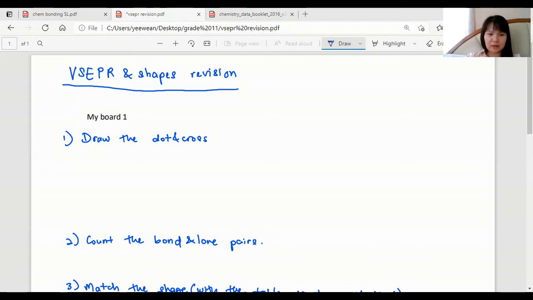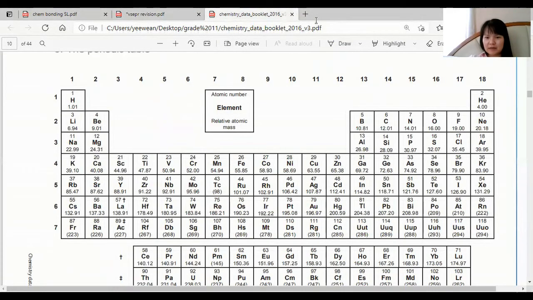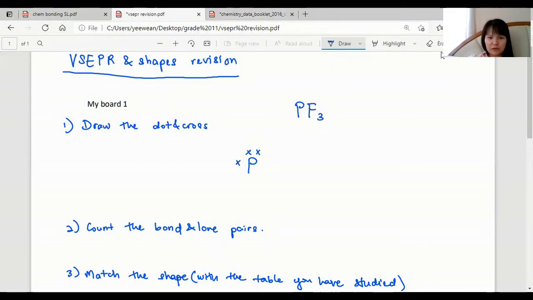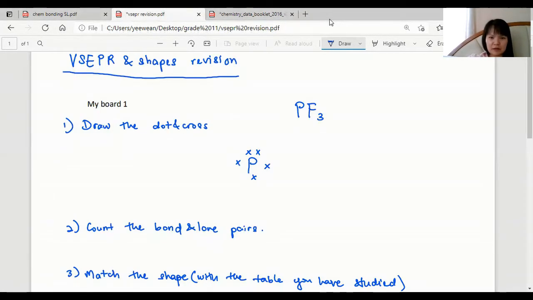Let's look at how to determine shapes of a molecule. The first step is we're going to draw the dot and cross. Let's say we're given the question PF3. So first things first, we draw the dot and cross. P, look in the periodic table, P has 5 outermost electrons: 1, 2, 3, 4, 5. And F is from group 17, so 7 outermost electrons.